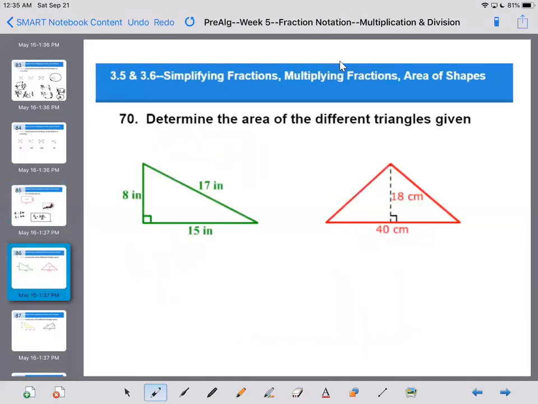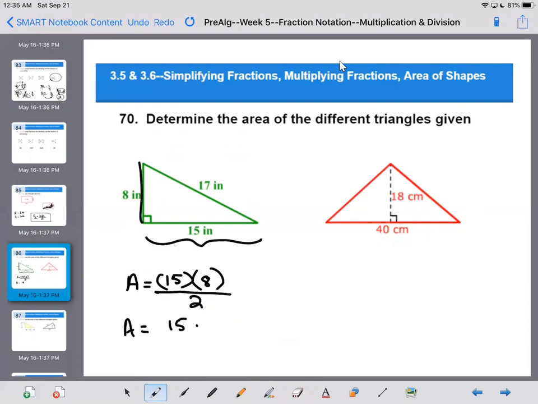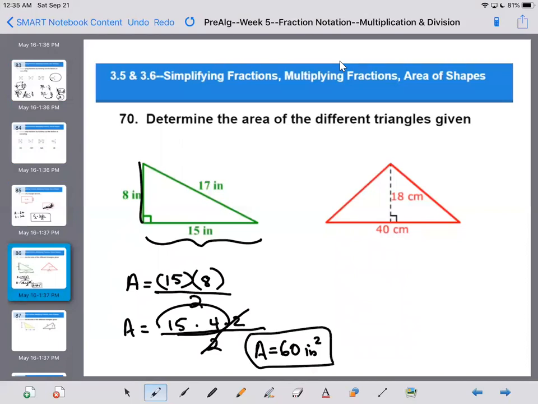So we also have to identify our heights. So in the green triangle, we notice that 15 is our base, and 8 is our height. And we want to divide it all by 2. Well, remember, we can take 8 and make it 4 times 2, and then all divided by 2. So these 2's will divide out. So 15 times 4 is 60 square inches. That's what we're dealing with in area.